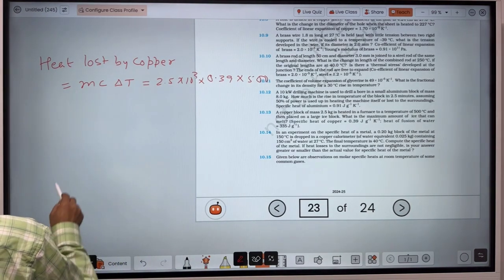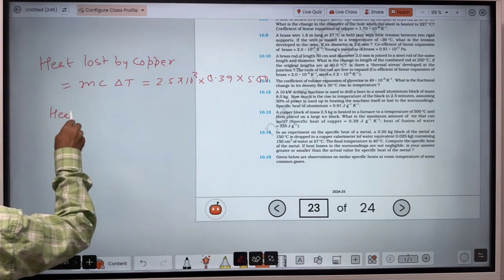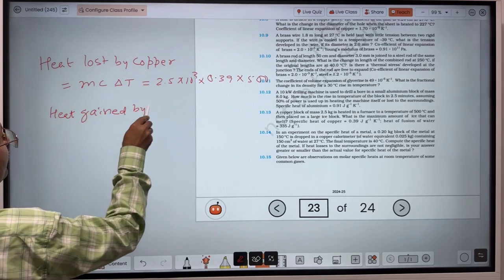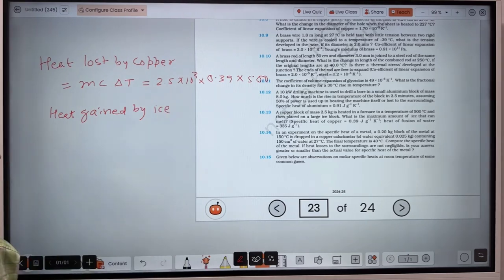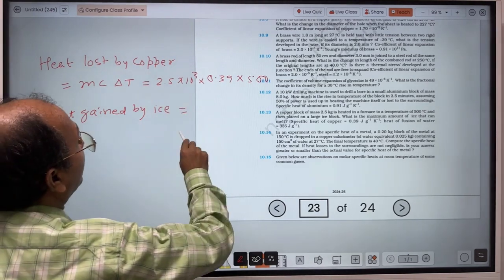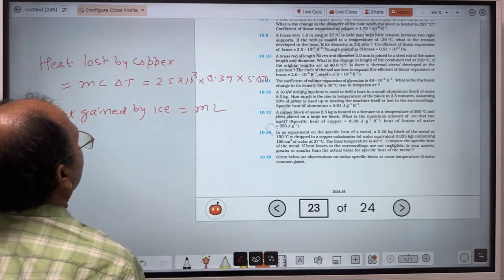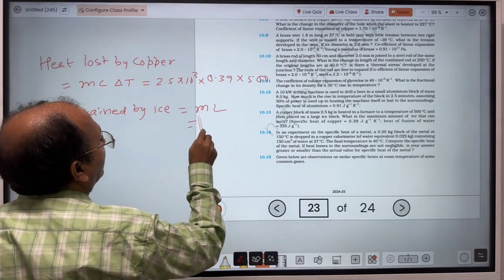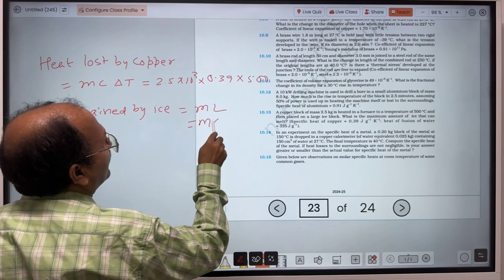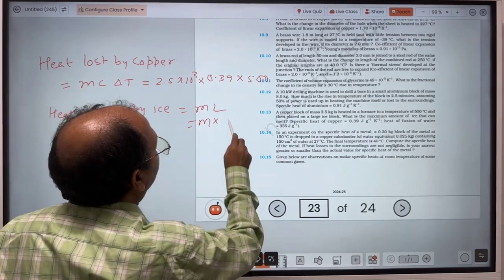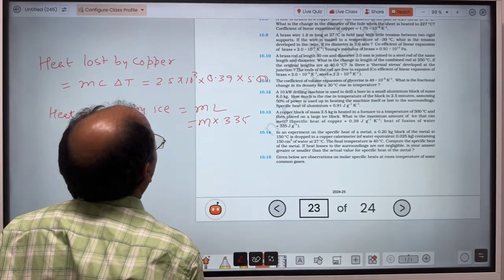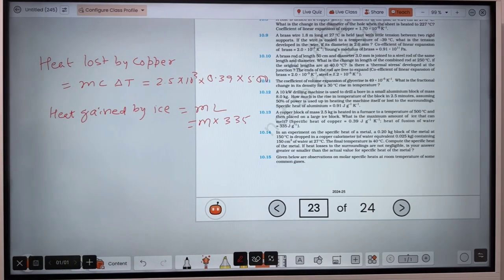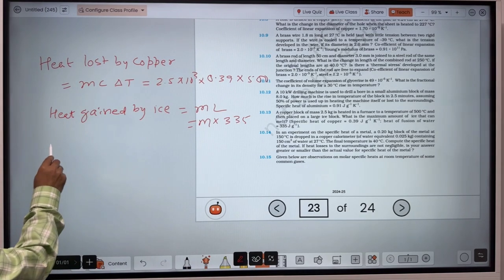Then heat gained by ice. Here heat will be used for melting, so we will apply m L, right? So m is to be determined and L is given in our question. How much? 335. Right. Now we can apply the concept of calorimetry. Heat gained equal to heat lost.